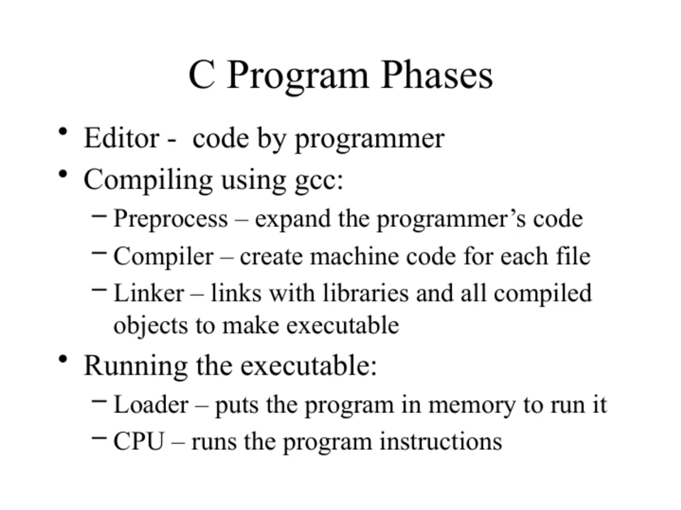After that, the linker comes into play, combining these object files and linking in any necessary libraries to produce a single executable program. When it's time to run the program, the loader loads this executable into memory, setting everything up so it can run. Finally, the CPU executes the program instructions, allowing the computer to perform the tasks we've programmed it to do. Understanding these phases helps us see the entire journey of a C program, from writing code to executing it on the machine. Each step is essential in transforming human-readable code into machine-executable instructions.